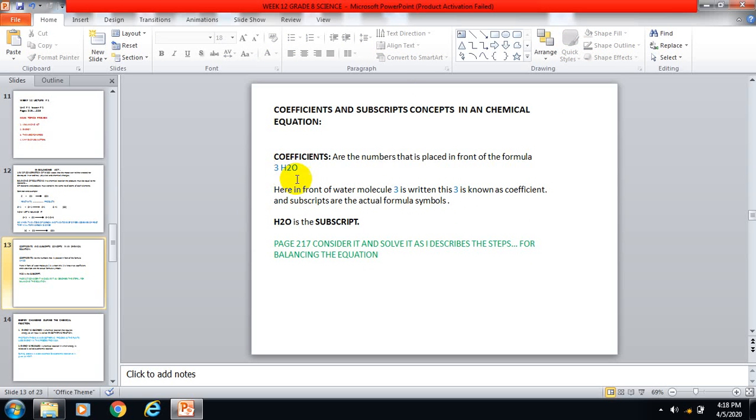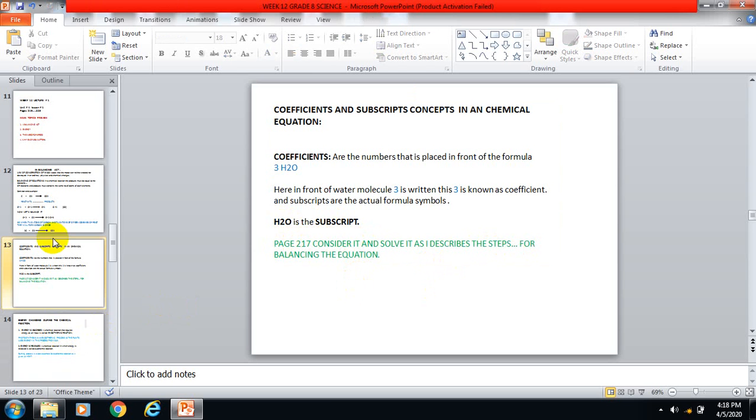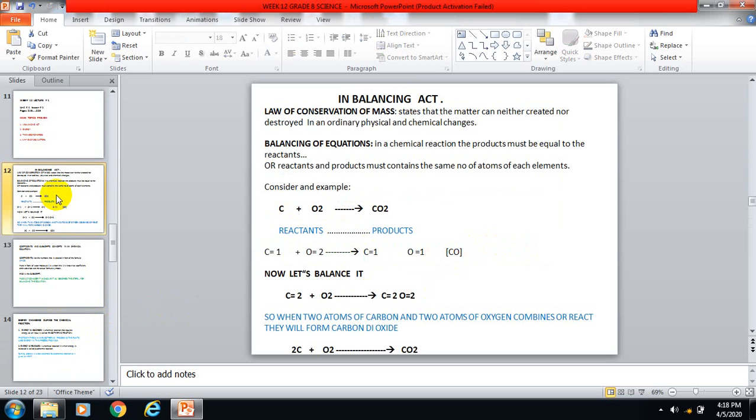Actual formula symbols like H2O. So H2O is the subscript. The coefficient is a number we place in front of any formula, like 3 H2O, maybe 2 H2O, maybe 4 H2O. This 4, 3 or 2 is known as the coefficient, and the whole formula is known as the subscript. We have page number 217. Consider it and solve it. It describes the steps for balancing the equation here. Remember, this slide on the balancing act is very important for you guys.